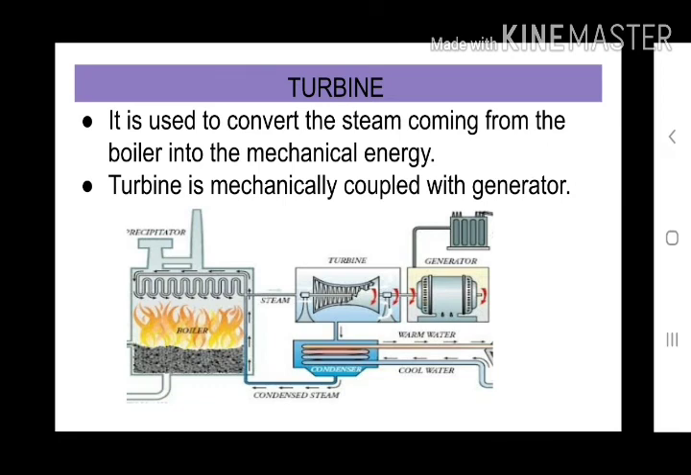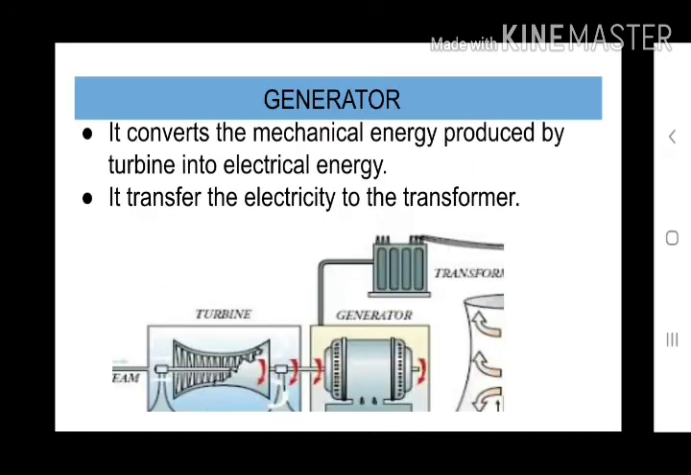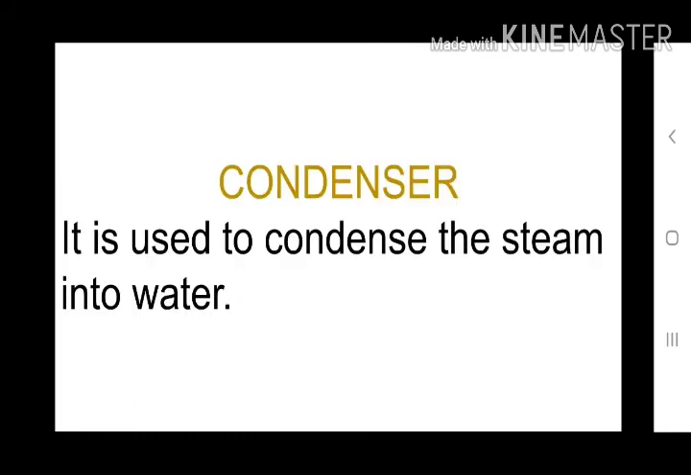Now turbine. It is used to convert the steam coming from the boiler into the mechanical energy. Turbine is mechanically coupled with the generator. Now generator. It converts the mechanical energy produced by turbine into electrical energy. It transfers the electricity to the transformer. Now condenser. It is used to condense the cool water into cool steam and hot steam into hot water. There are 2 points actually in the condenser. It will convert the cool water into cool steam and hot steam into hot water.